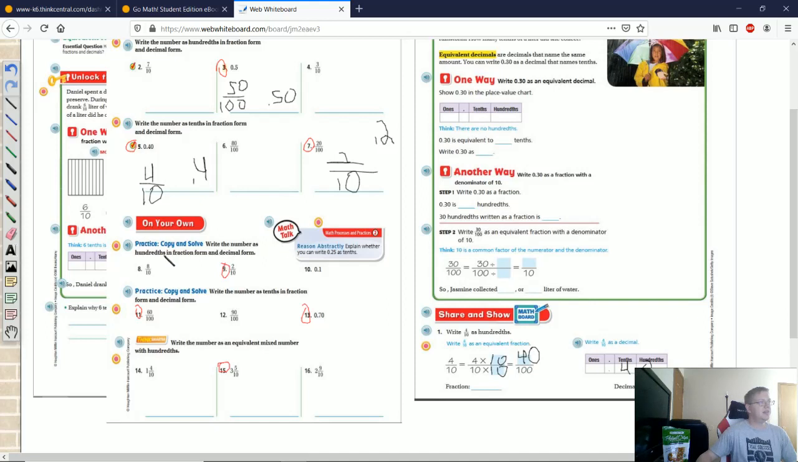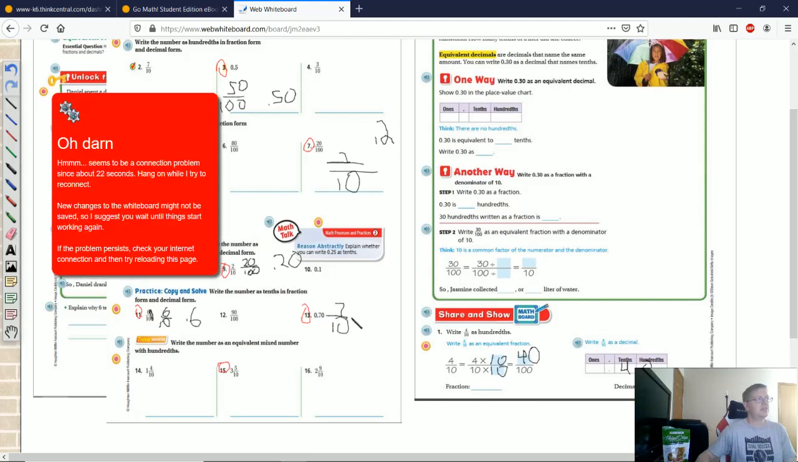Number 9, write the number as hundredths in fraction form. So we are going to multiply both of these by 10 to get 20 over 100. And again, if you want to work on any of these on your own before you see the answer, you can just go ahead and pause the video. And 0.20 for this. As tenths, we are going to have 6 parts over 10. So, oops. It'd be like we would scratch out the last 0 here. So 6/10 and 0.6.